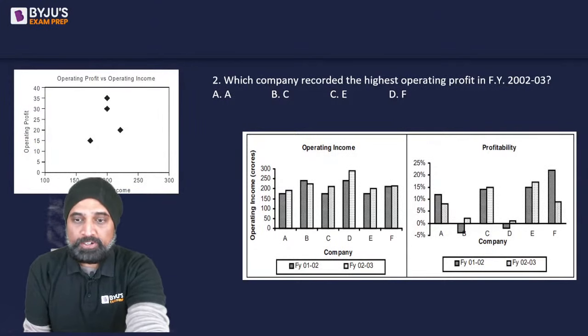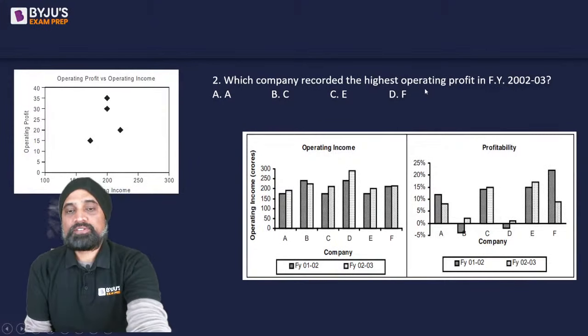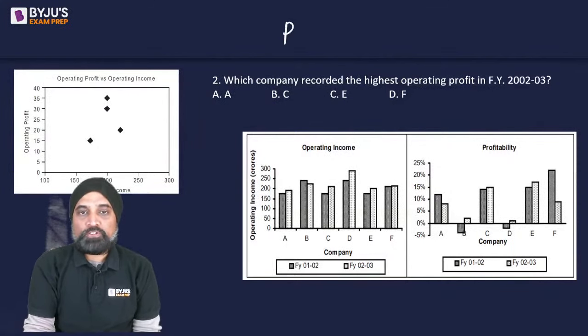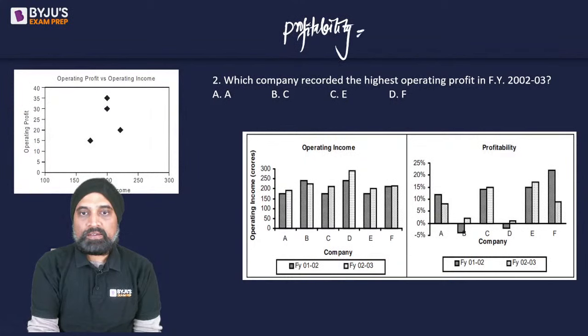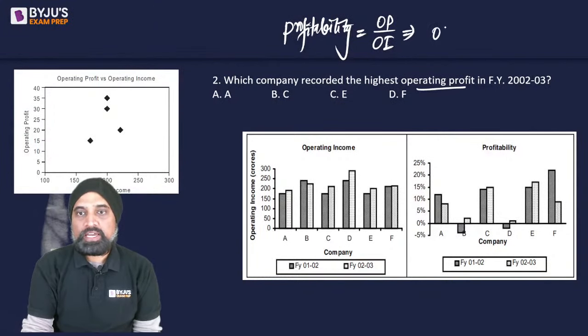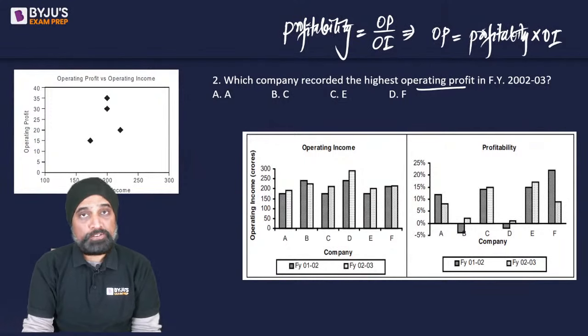So we need to find out the highest. We know that profitability is given as operating profit upon operating income. So if we want operating profit, can I say operating profit will be profitability into operating income for every company?